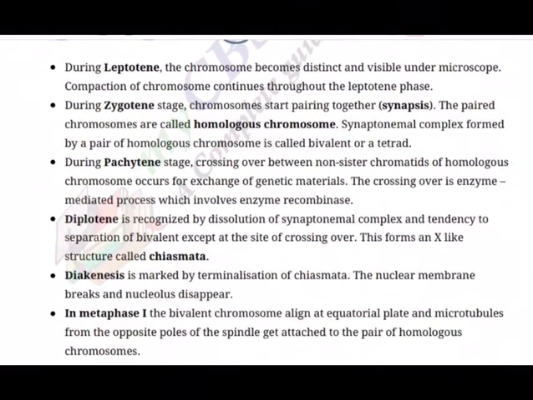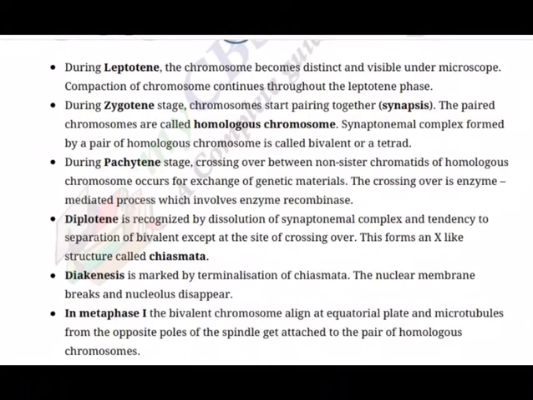The third stage, pachytene: crossing over between non-sister chromatids of homologous chromosomes occurs for exchange of genetic material. The most important stage in the entire meiosis is pachytene because crossing over takes place. And crossing over means a chromatid of one chromosome crosses over to a chromatid of another chromosome. That's why we are saying non-sister chromatids, not sister chromatids.